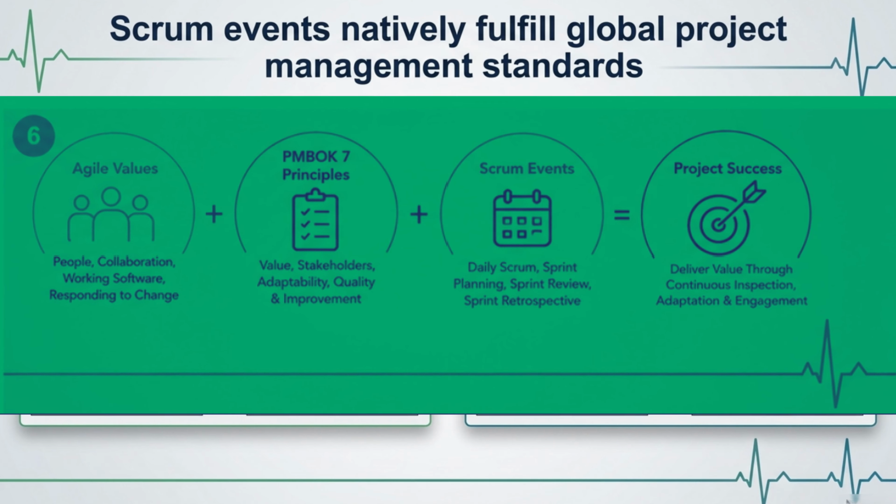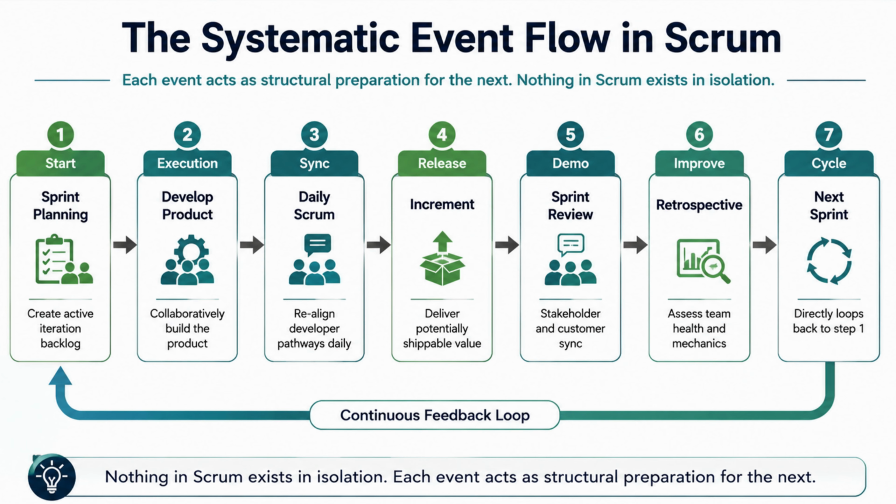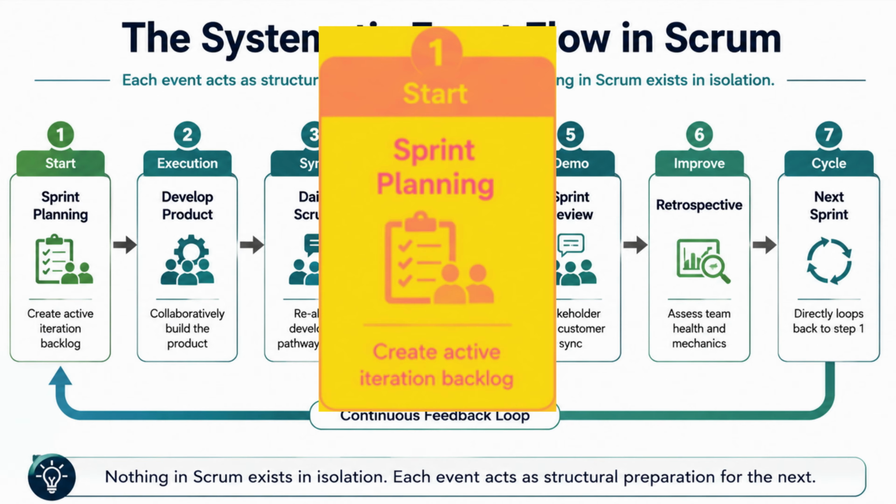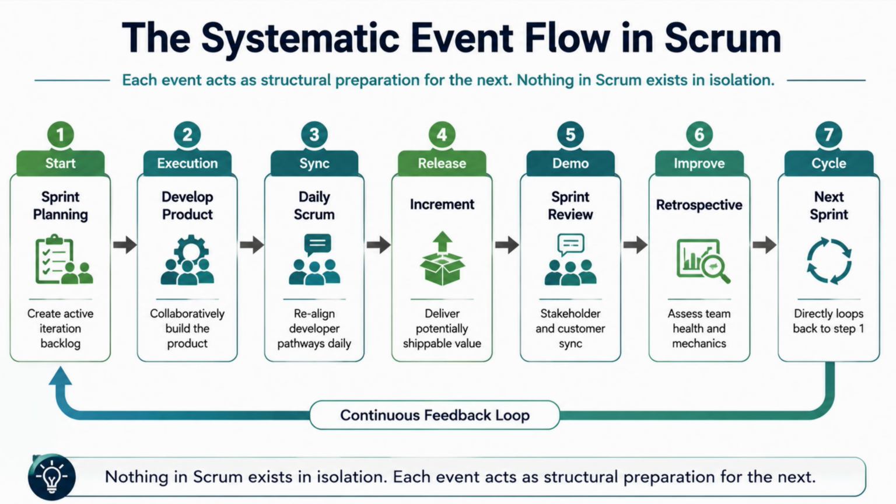This diagram shows the complete Scrum event flow. One of the most important concepts for the PMP exam is that Scrum is a continuous, iterative system. Every event prepares the next. Nothing in Scrum exists in isolation. The cycle begins with sprint planning. The Scrum team defines the sprint goal, selects product backlog items, and creates the sprint backlog. This establishes the plan for the sprint.